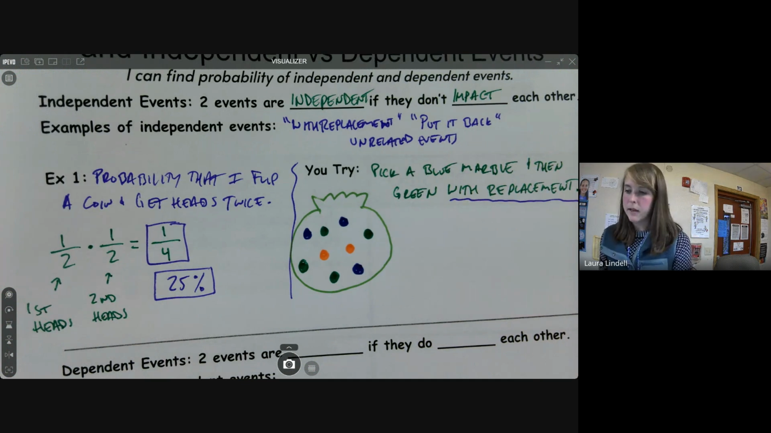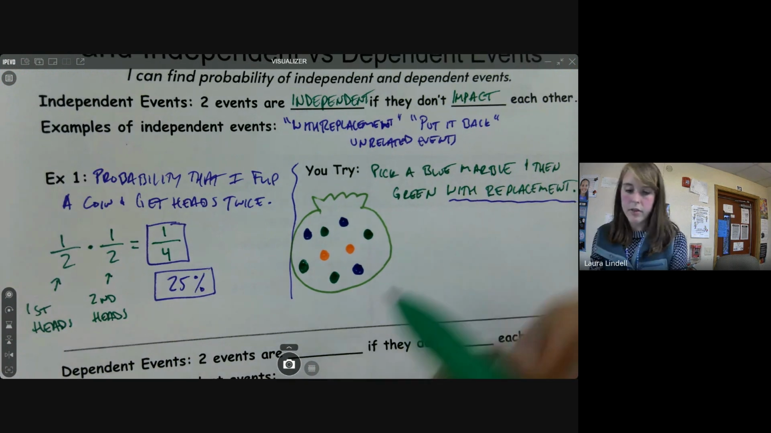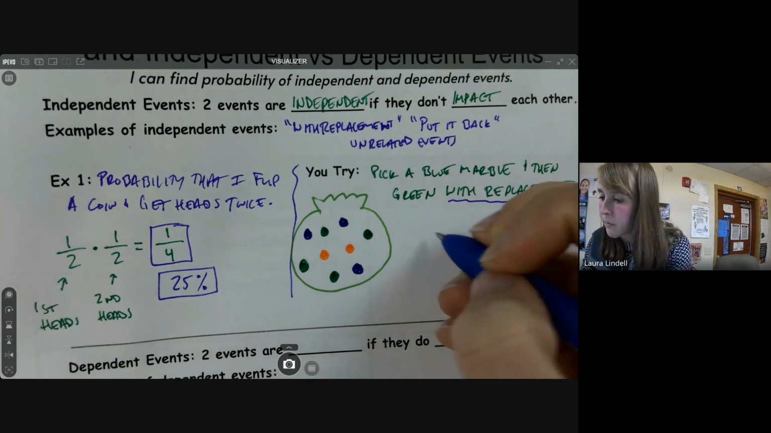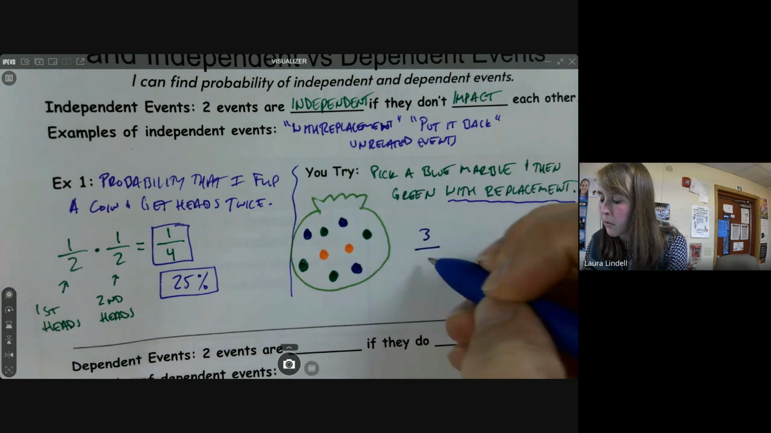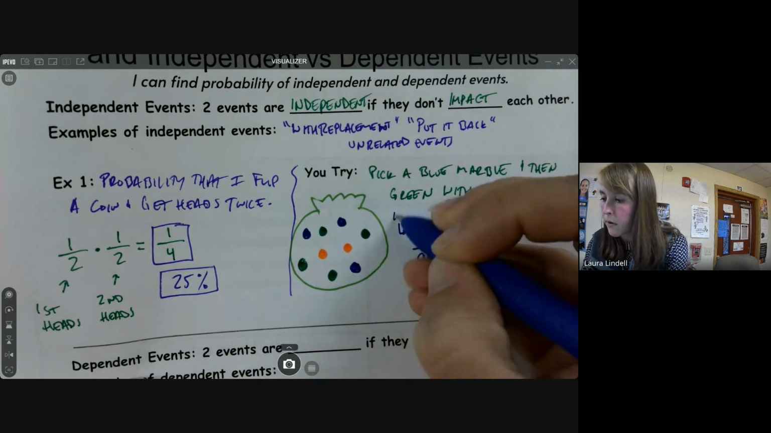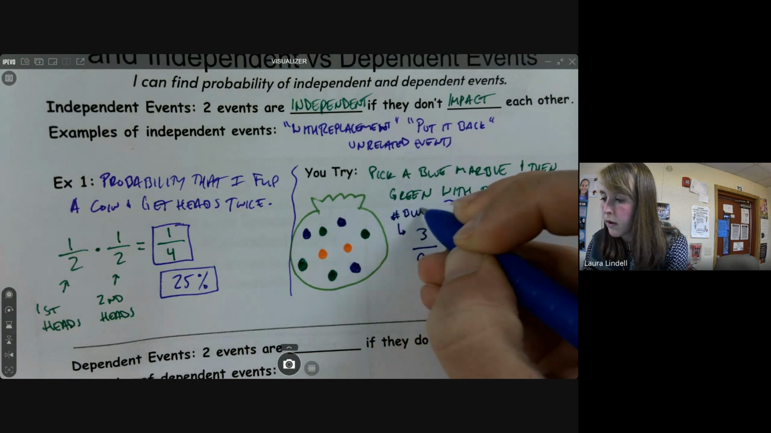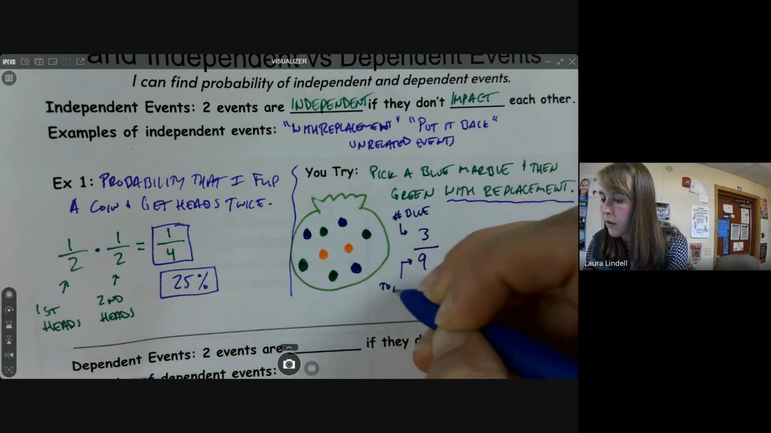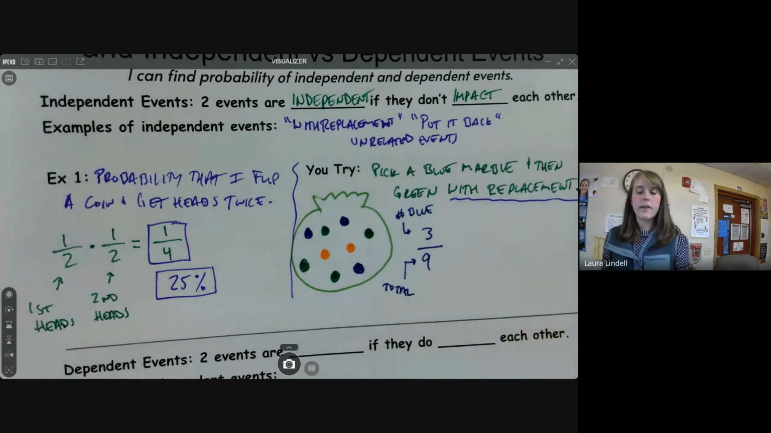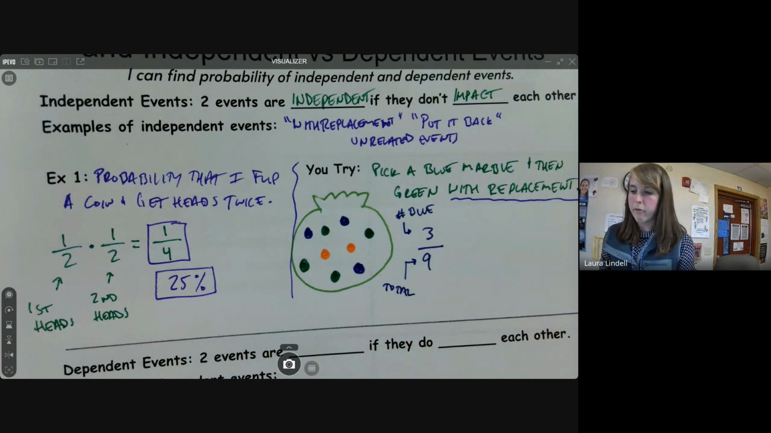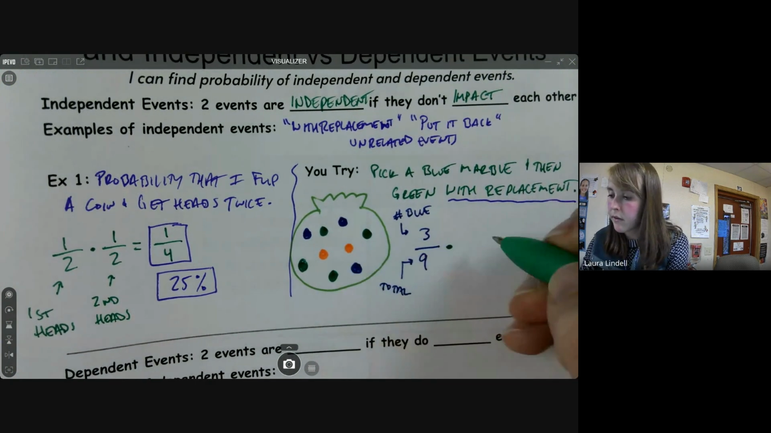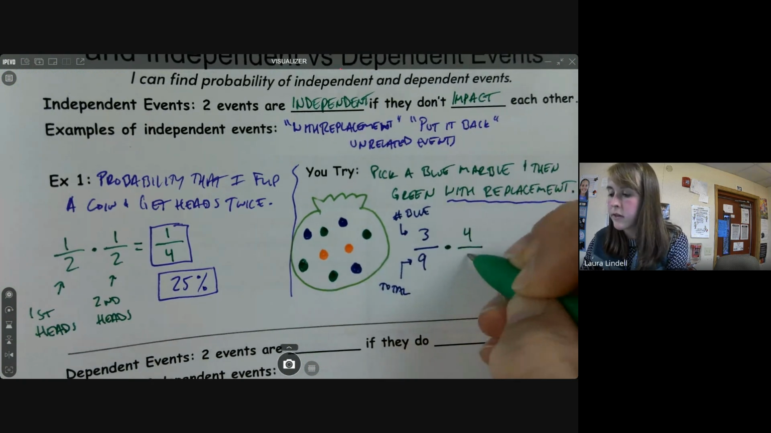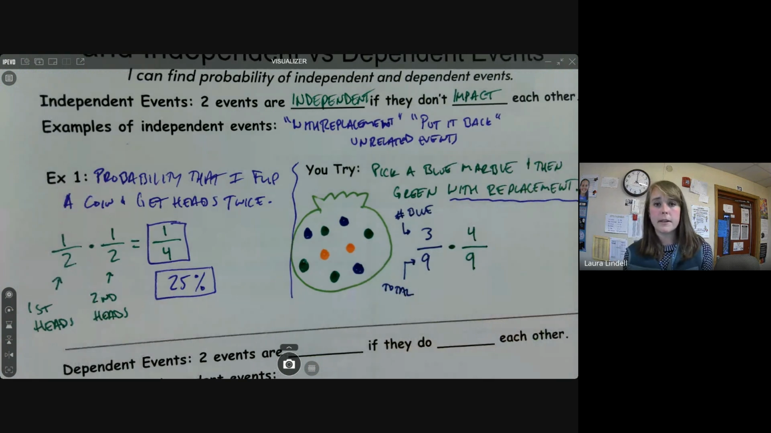All right, so first I want the probability that I pick a blue marble. So that means, let's see, there are 3 blue marbles in there. That's my top number. And there are 9 total marbles. So we have the number of blue over the total. That's the probability that I will pick a blue marble. Then we want to multiply by the probability of picking a green marble. There are 4 green ones. And there's still 9 total because I put the blue one back after I picked it.